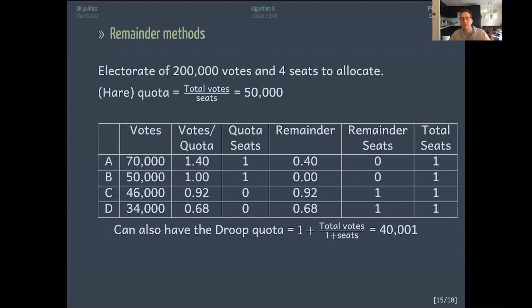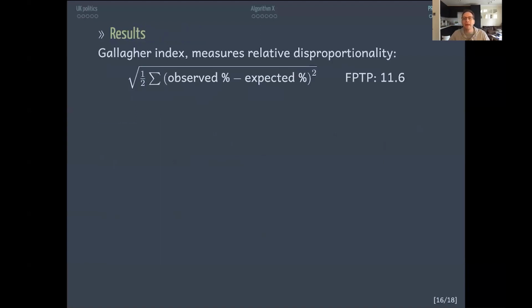Now, I could have shown you lots of numbers, but what I wanted to do was find a sort of metric so that I could actually compare the results together. And one of the ways of looking at it was to use the Gallagher index, which measures relative disproportionality as well. So this looks very much like a root mean square error calculation. It's basically the square root of half the sum of the observed percentage minus the expected percentage, squared. The observed percentage is the percentage of seats won in a parliament, and the expected percentage is the actual percentage of votes they won.